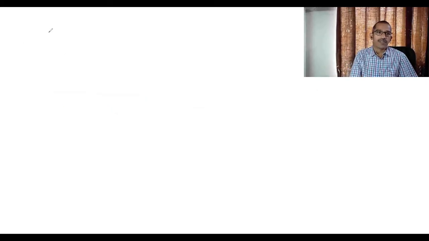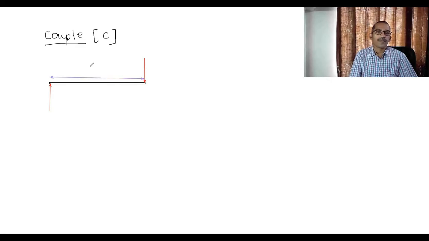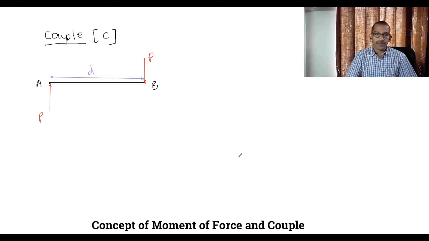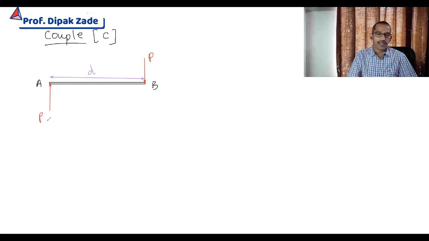Now the next term we will discuss here is a couple. To understand this couple, I will represent a bar and some forces. There is one bar AB having its length equal to D, and there are two forces acting. At B, the force acting is in downward direction. At A, the force acting is in upward direction. That means how many forces are acting? They are two in number.